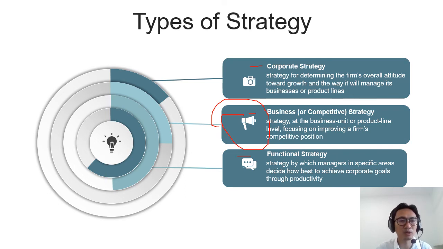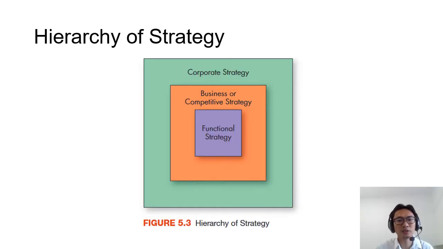And then we go on to the last one, which is the functional level. When it comes to functional strategy, the managers in specific areas such as marketing, finance, accounting, and operations each develop or decide how best they can achieve the corporate goal by performing their functional activities most effectively. You can see in the figure here, there are three types of strategy that are usually considered by a company. They are corporate strategy, which is the biggest strategy of all, followed by business or competitive strategy, lastly followed by functional strategy.